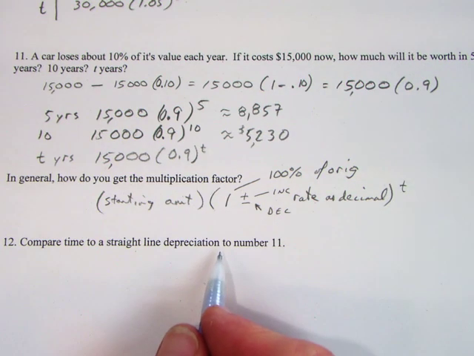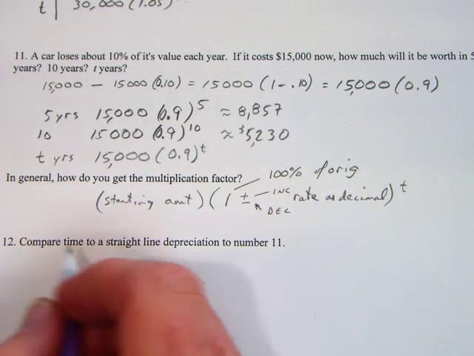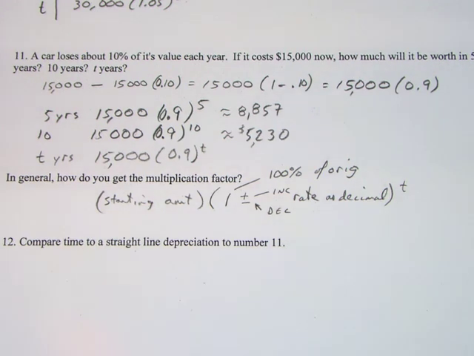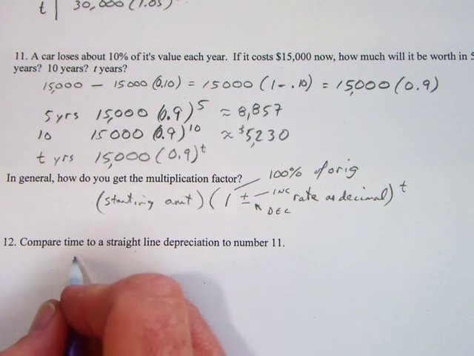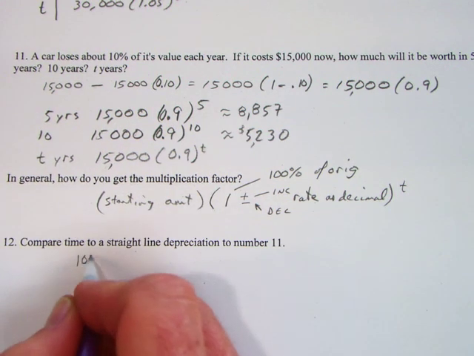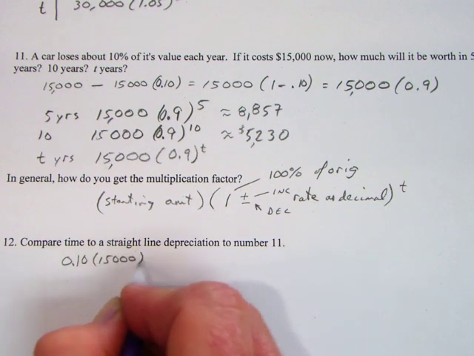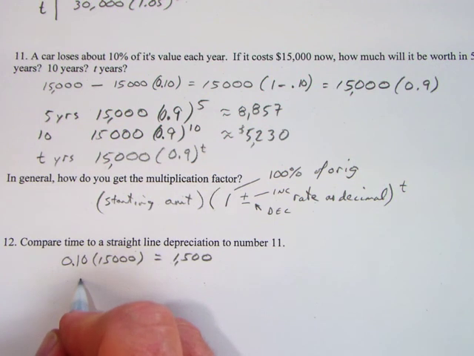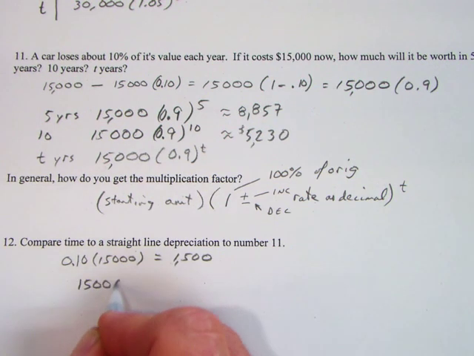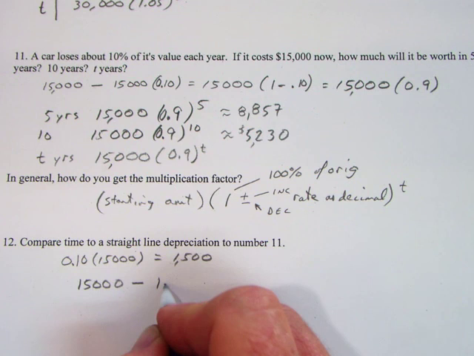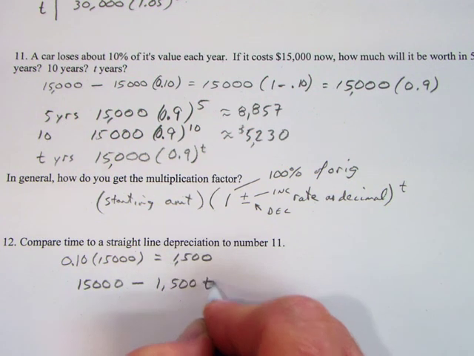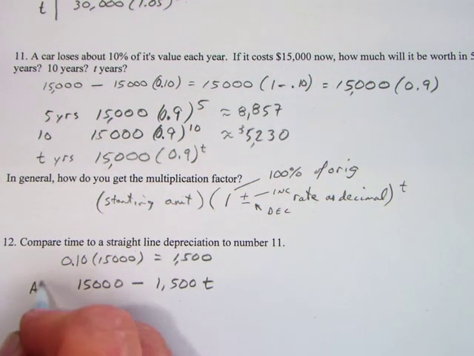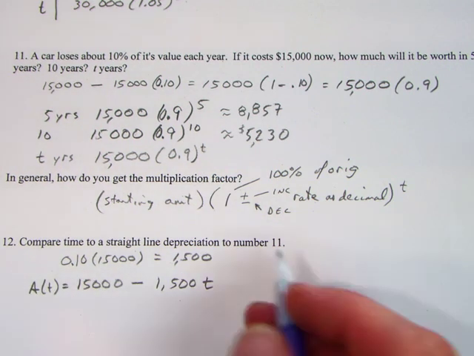Compared to straight line depreciation, so number 11, what that means is it's going to be 10% of the original value every year. So 10% of 15,000 will give us 1,500. So our equation in this one would be 15,000 minus 1,500 times the number of years, and this would be some function a of t.